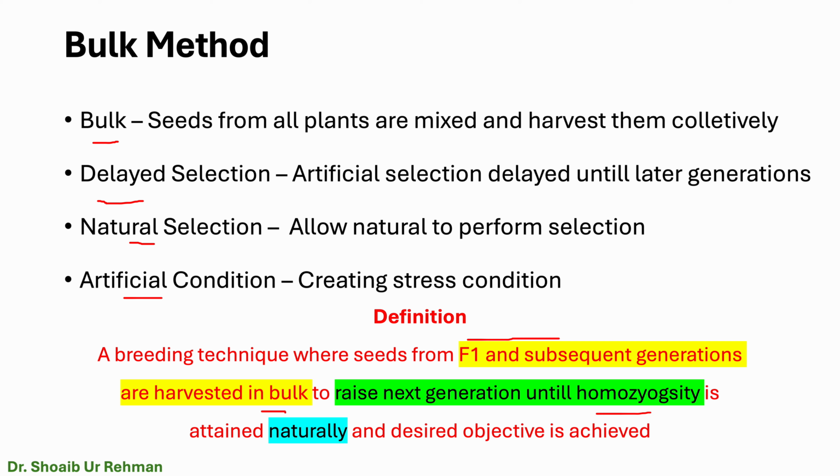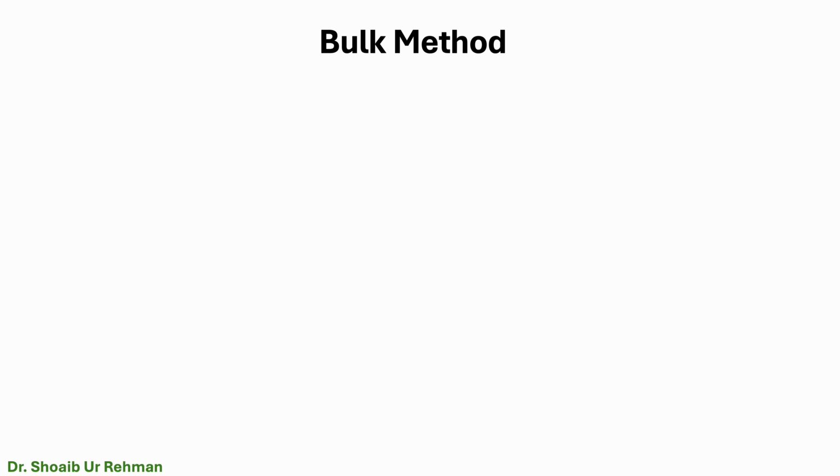And this homozygosity should be achieved in a natural way, or we can say that we should perform this type of selection until the desired objectives have been achieved, right? So let's have a look at how the bulk method of plant breeding actually works.